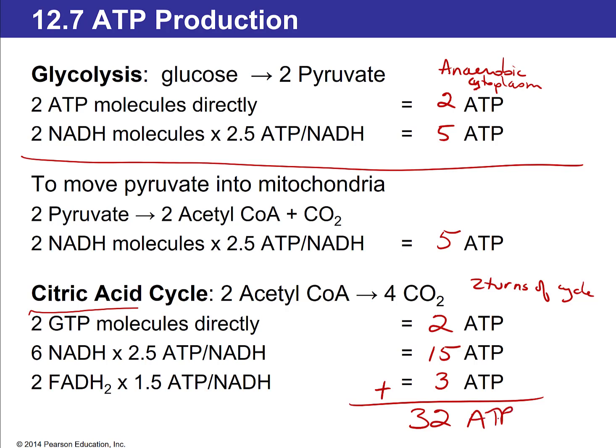We said we can make 2 ATPs per glucose anaerobically if we just do glycolysis. If we only did this, we're going to make 2. But if we can do it aerobically, we can make 32 ATP from one glucose molecule. So that's where the mitochondria really come into play, because all of this happens in the mitochondria. That's why they call the mitochondria the powerhouses. They're really the energy generators.